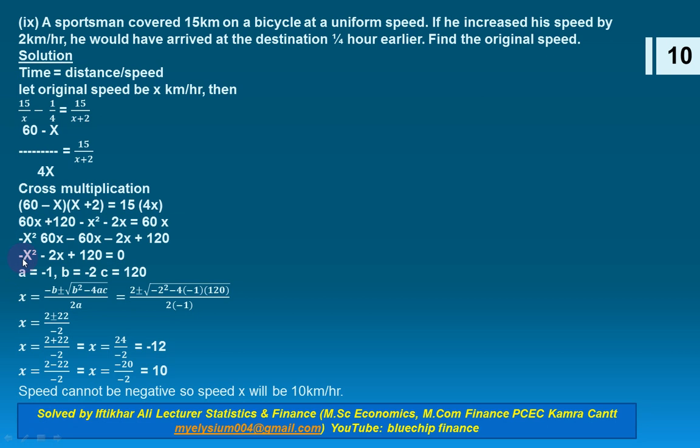Here a will be -1, b will be -2 and c will be 120. After putting the values in the quadratic formula, x equals -b plus or minus the square root of b squared minus 4ac, divided by 2a, we get -12 and 10, two answers. Speed cannot be negative, so speed x will be 10 km/h.